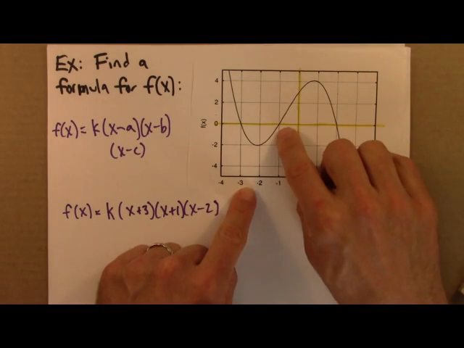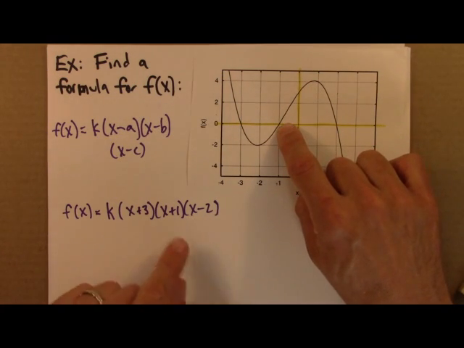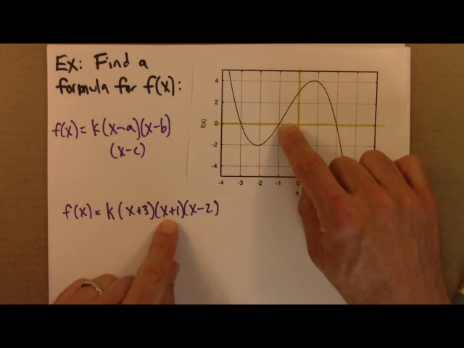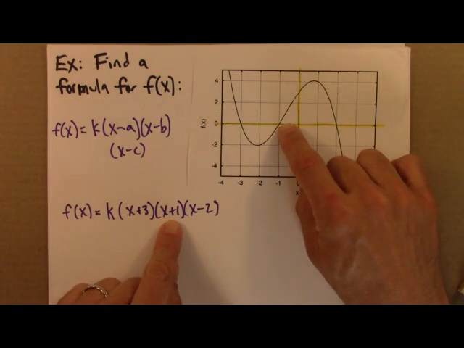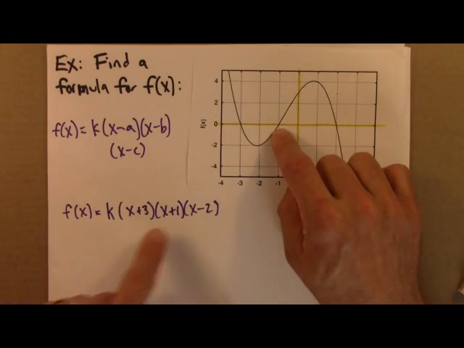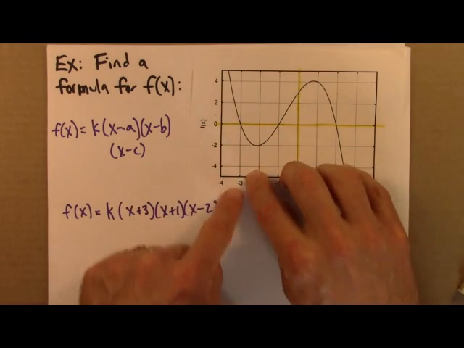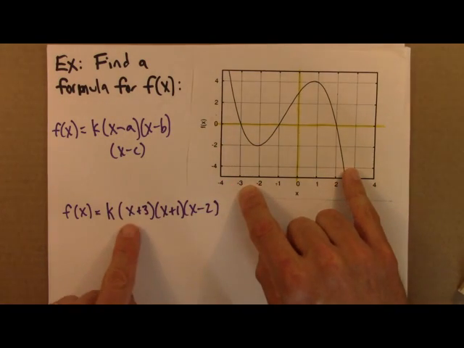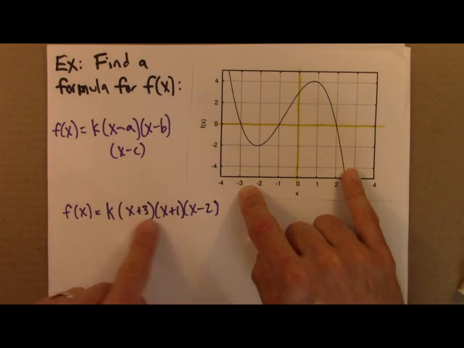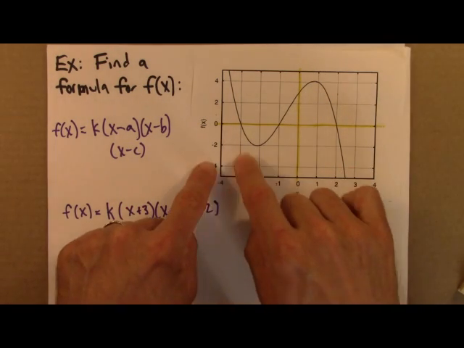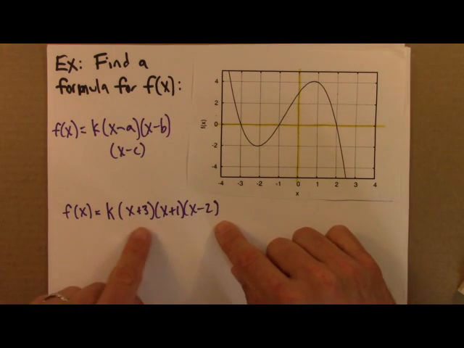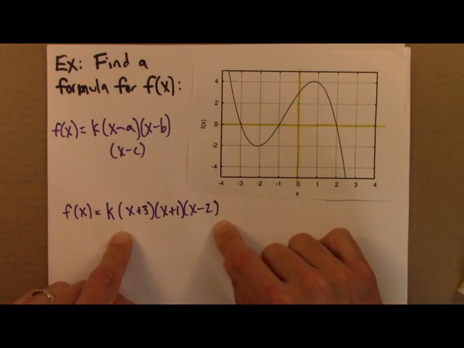If I plug in minus 1, then this term gets killed. I've got minus 1 and plus 1, that becomes 0. That zeroes out the function, as we require. And similarly, if I plug in minus 3, I get minus 3 plus 3, that's 0. So that makes the entire function 0. So I know the function has to have this sort of form.